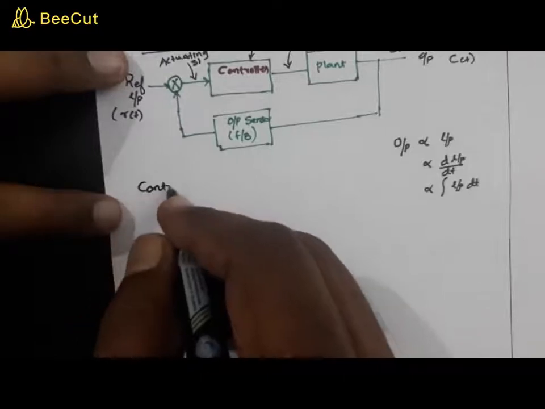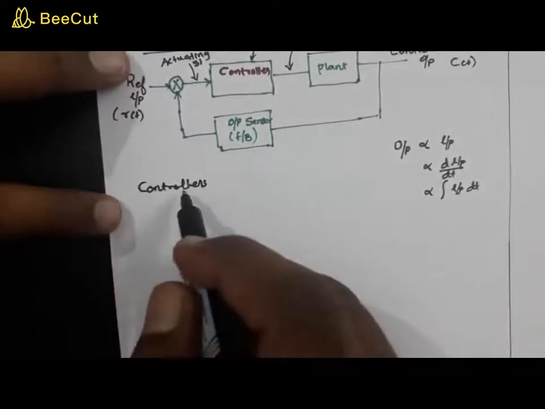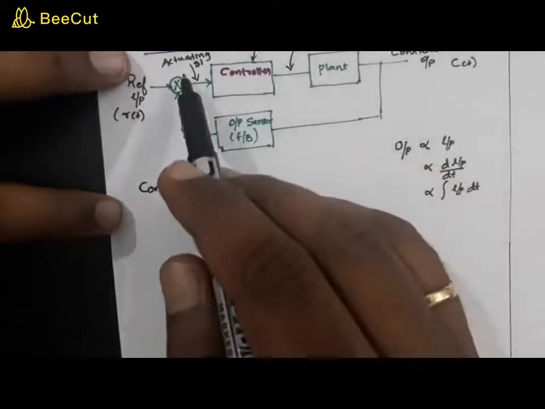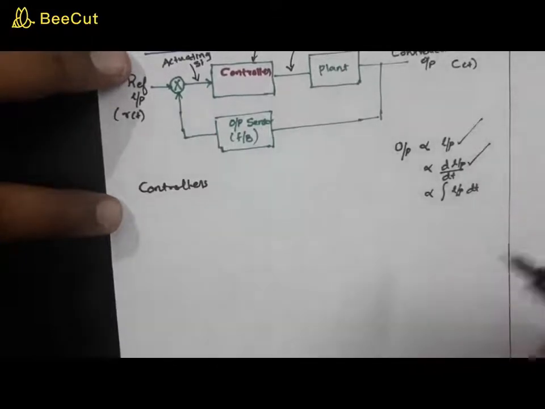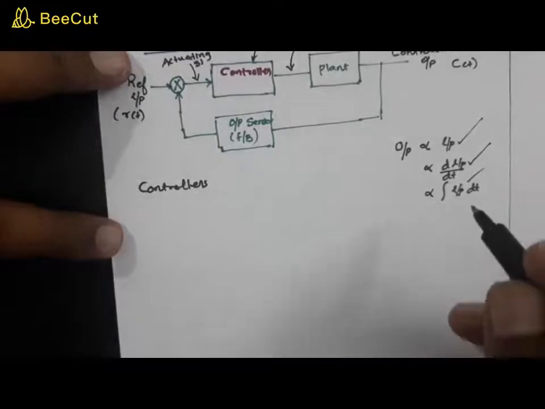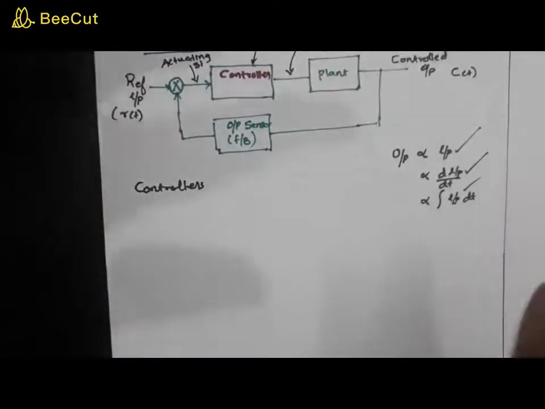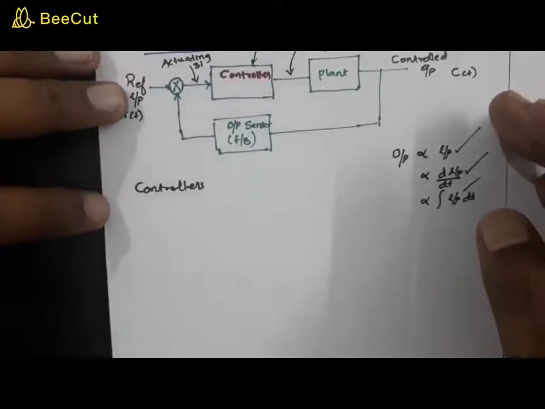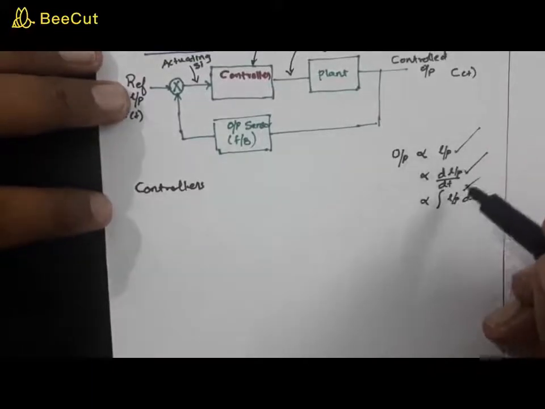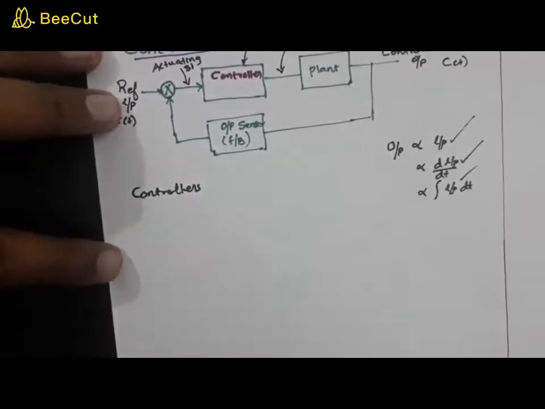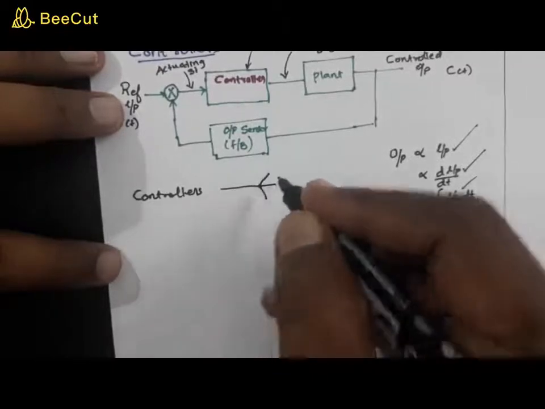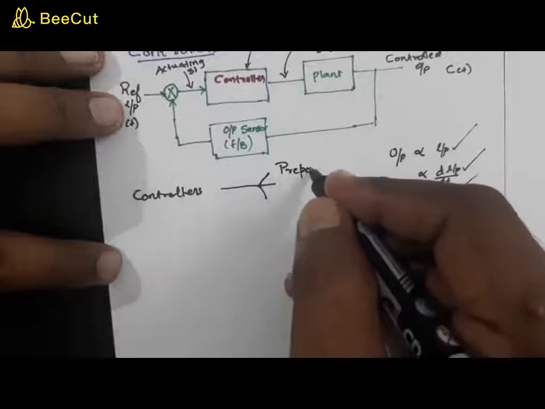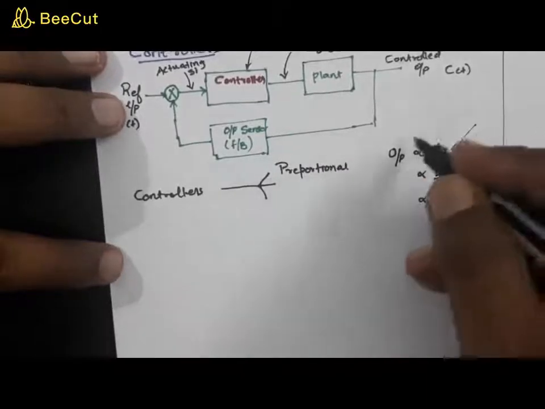Based on the output that this controller provides, this output is related to the input in different ways. That is, it can be proportional to the input, or proportional to the derivative of that input, or proportional to the integral of the input, or a combination of all these things, or proportional to the input as well as the derivative of the input. So based on this, controllers can be classified into the proportional controller, that is this relation.